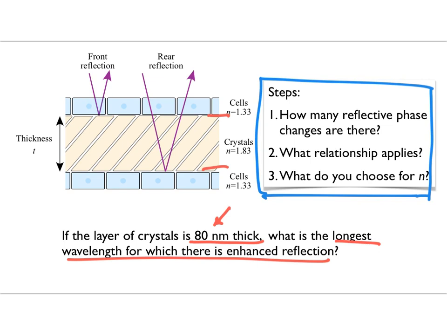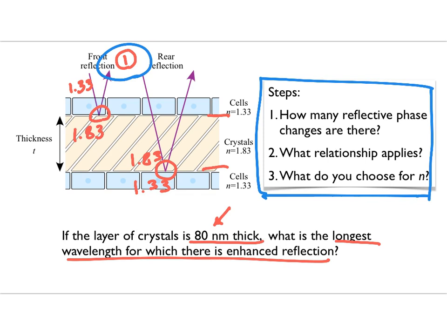Okay, first let's take a look at the reflective phase changes. At the first reflection, I'm going from n equal to 1.33 into n equal to 1.83. I have an increase in the index. n2 is bigger than n1, so I do have a reflective phase change here. So there's 1 reflective phase change there. If I look at the back, the light is in a medium of index of refraction 1.83. It's going into a medium of index of refraction 1.33. n2 in this case is less than n1. There is no reflective phase change here. And so there is exactly 1 reflective phase change.